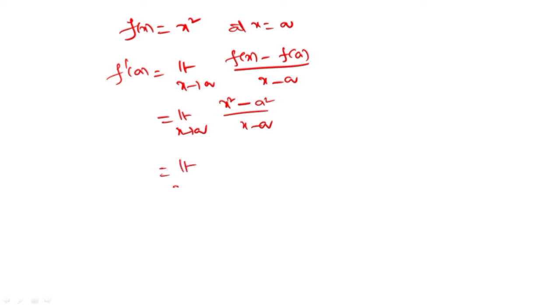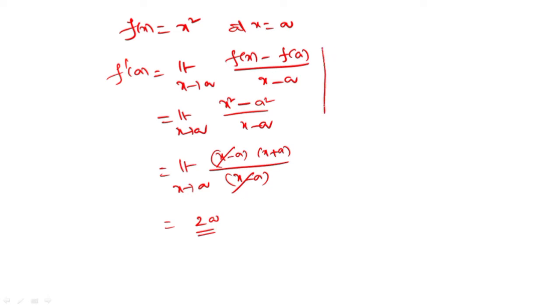So using L'Hopital rule, or you can use the formula, or expand the numerator into (x minus a) into (x plus a), whatever you like. The limits we did, right? So this will be a plus a, which is 2a. The derivative of x square at x equal to a is 2a.